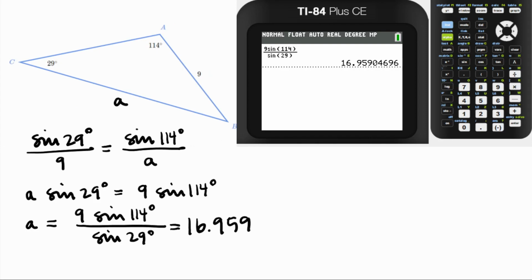All right, there you go. So I did the same thing, set up the law of sines, sine A over A equals sine B over B, or I guess in this case, sine A over A equals sine C over C. And I cross multiplied, solved for A, ran it through the calculator, got myself an answer. That's the law of sines.